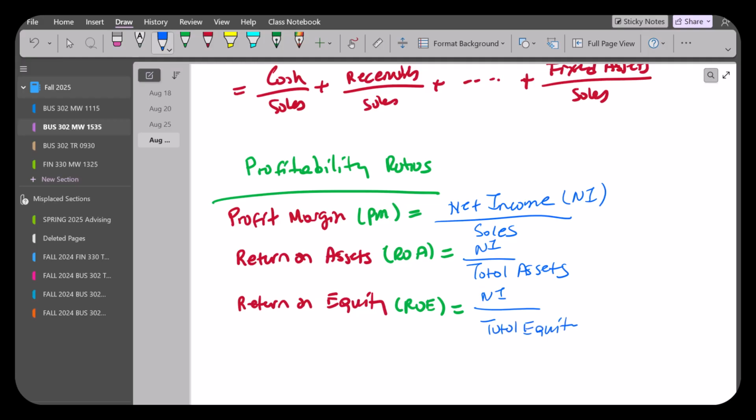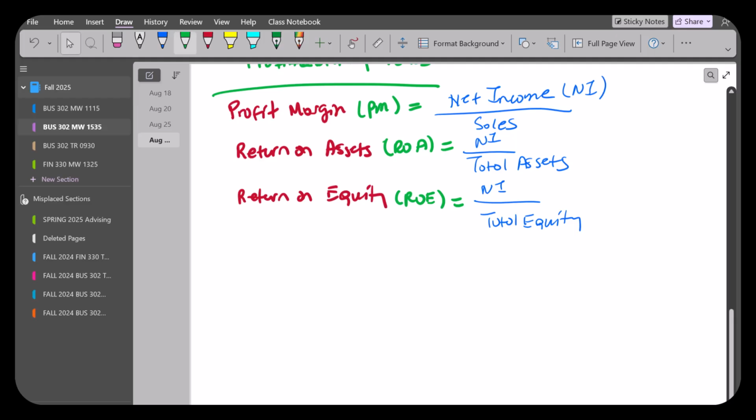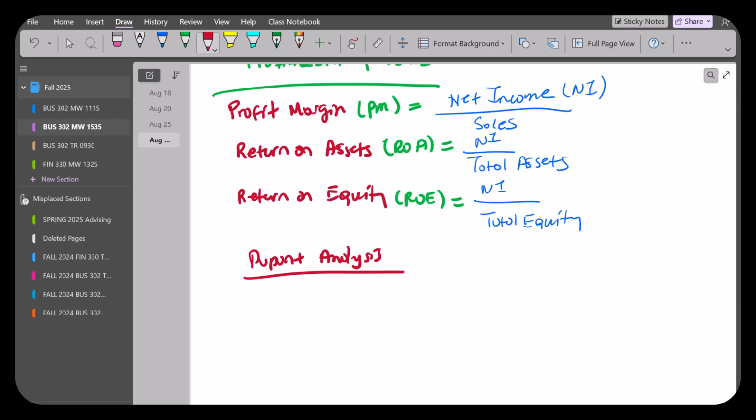Now, there are relationships between these three. In fact, we call that the DuPont analysis. It's called DuPont because this sort of analysis was first done by the company DuPont, the chemical company, back in the 1930s. I'm gonna write three versions of this. ROA can be written as profit margin times total asset turnover.